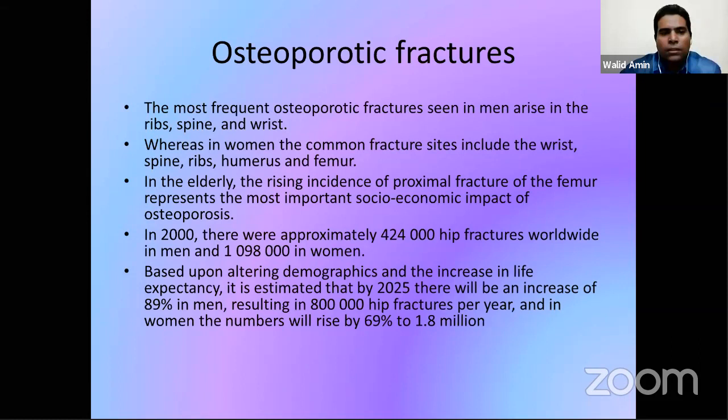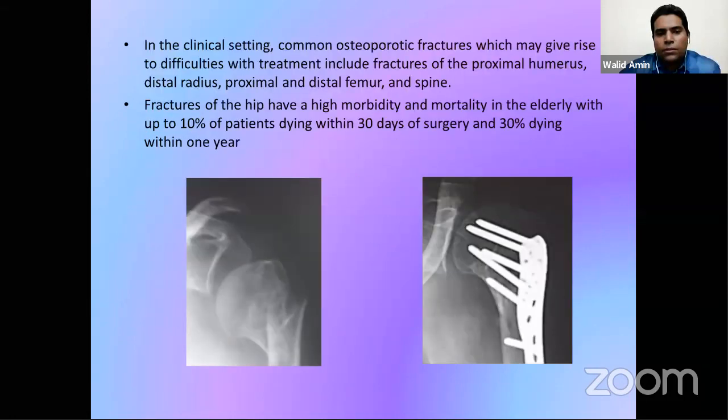The problem in osteoporotic fracture is that the healing of bone passes through the normal stages with union of the fracture, although the healing process is very prolonged, and there is a high rate of complications and incidence of implant failure. In the clinical setting, common osteoporotic fractures which may give rise to difficulties with treatment include fractures of the proximal humerus, distal radius, proximal and distal femur, and spine. And these are the most common sites for pathological fractures in osteoporotic patients that may cause morbidity and even mortality.